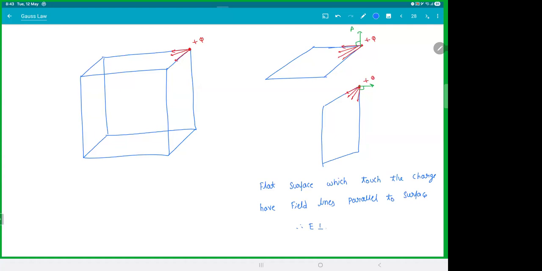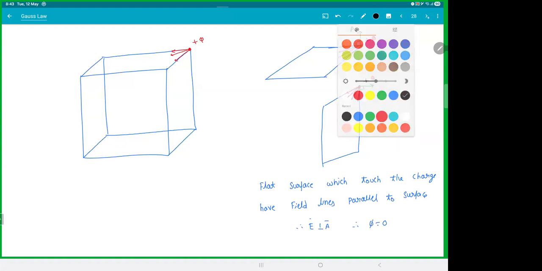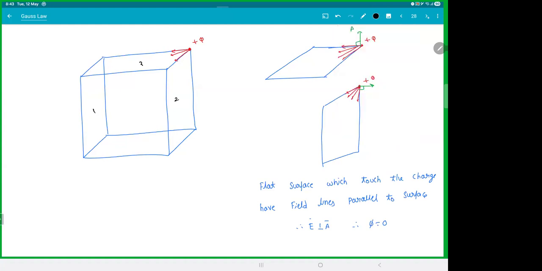Therefore, E is perpendicular to A, which means the flux is 0. So in our question, this is 1, 2, 3, 4, 5, and 6. You can clearly see 3 to 6 are touching. The flux through 3, 2, and 6 is 0. And you can clearly see the flux due to 1, 5, and 4, these three, are identical.